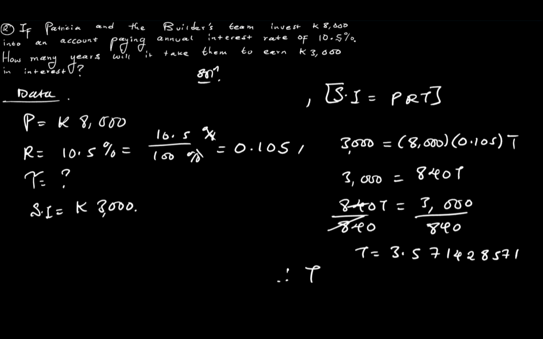Therefore, we'll say that T is equal to, try and guess a number. Are we going to put 3 or 4? Now, according to the rounding off rules, if the number after the decimal point, if we have to round off to a whole number, because we need years, is 5 or greater than 5, we have to add one to the first number. So we're going to end up having 4 years.